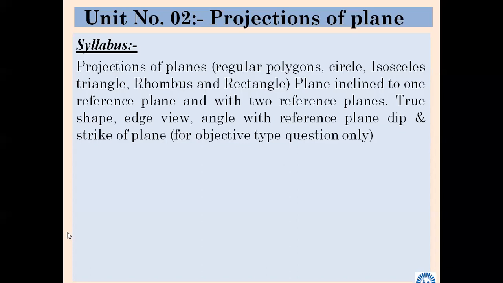Unit number 2, projections of plane. Syllabus: projections of plane, regular polygons, circle, isosceles triangle, rhombus, and rectangle. Plane inclined to one reference plane and with two reference planes. True shape, edge view, angle with reference plane, dip and strike of plane for objective type question only. Okay, thank you. So this is the syllabus for this second chapter, projection of plane.